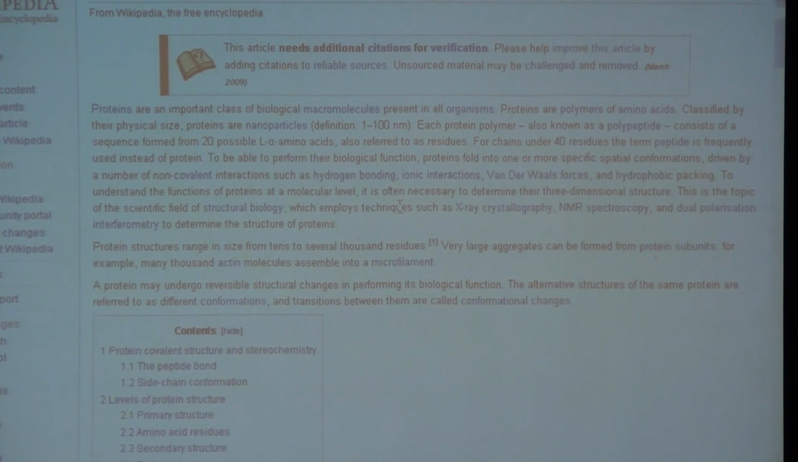However, the way that it's folded determines how it works. So the primary structure determines how it folds, but then it's the actual folding which is involved in the function. So, for example, one way that a protein works, and this is what you're going to look at in lab today.